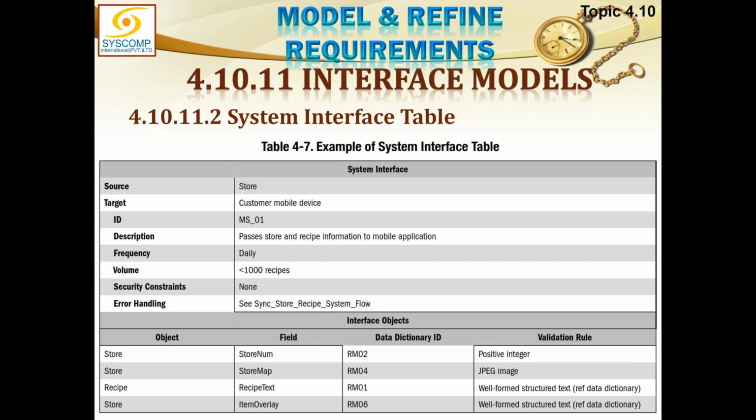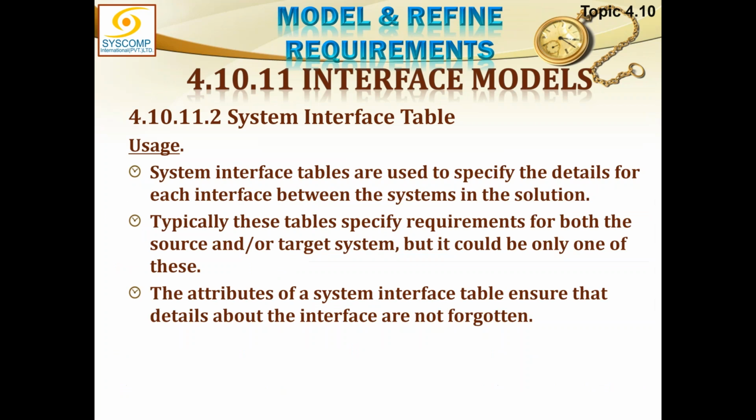Recipe text is a field. RM01 is well-formed structured text. That is the text data. Then from store, item overlay is RM06. Again, this is well-formed structured text.